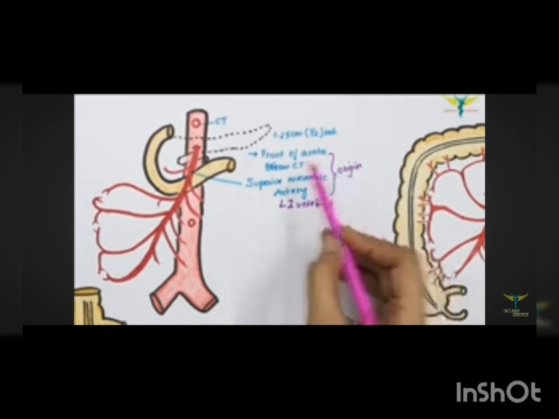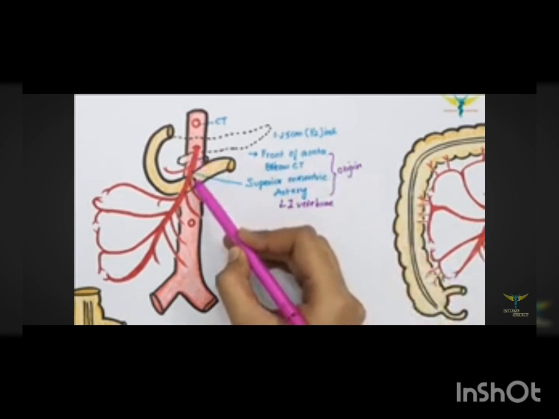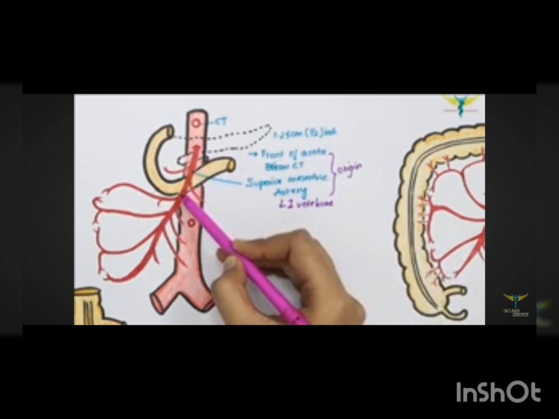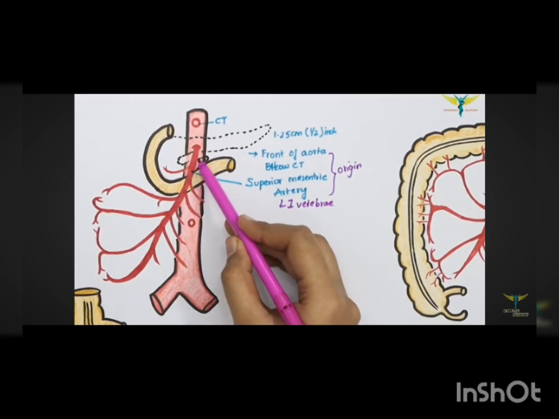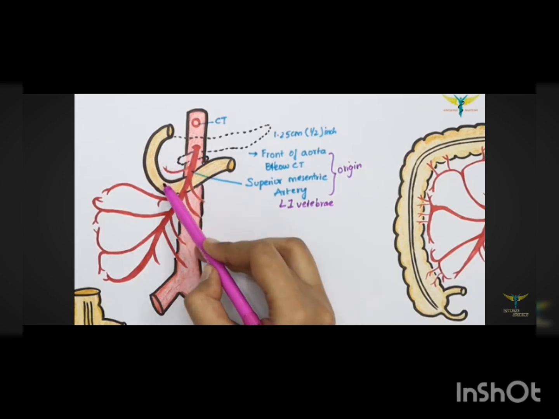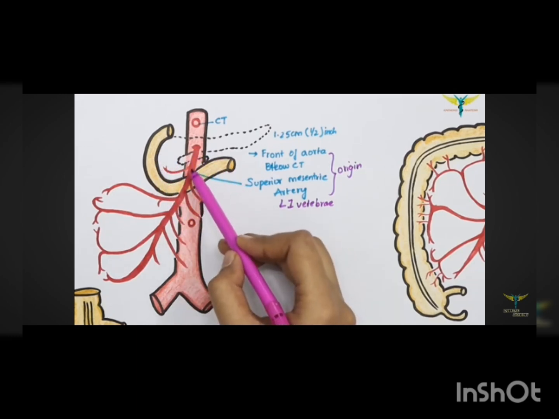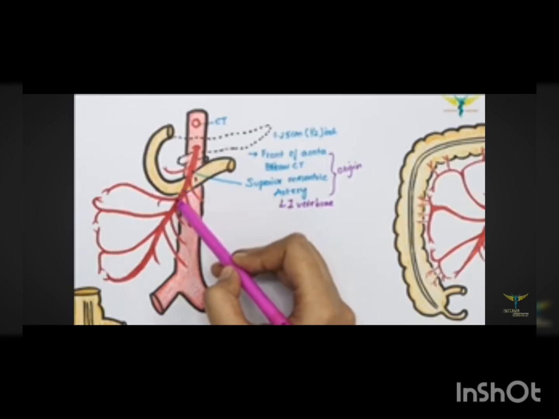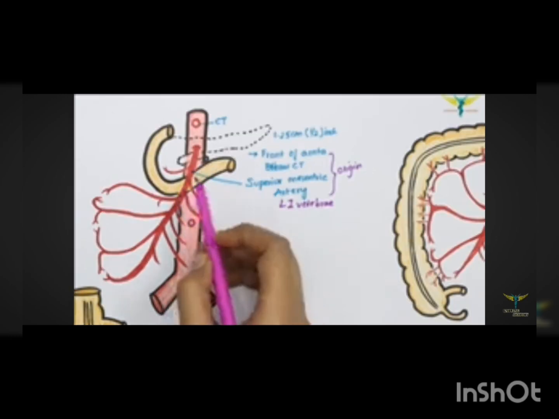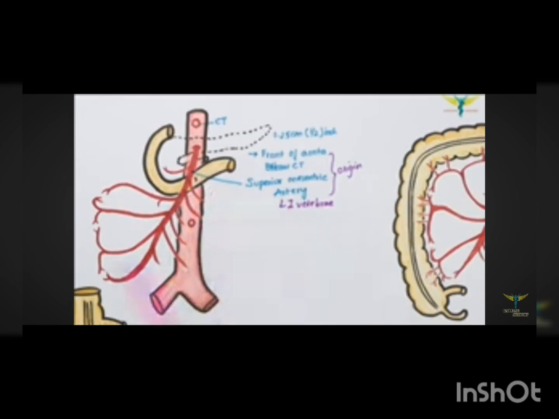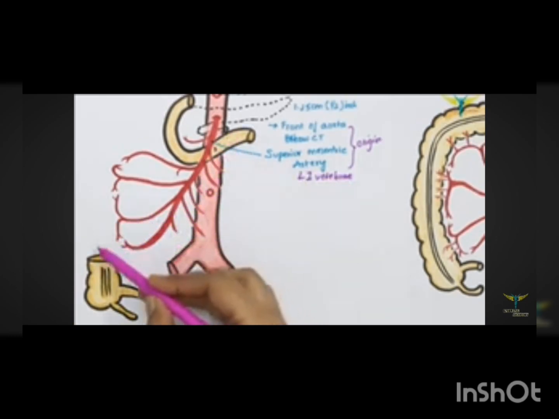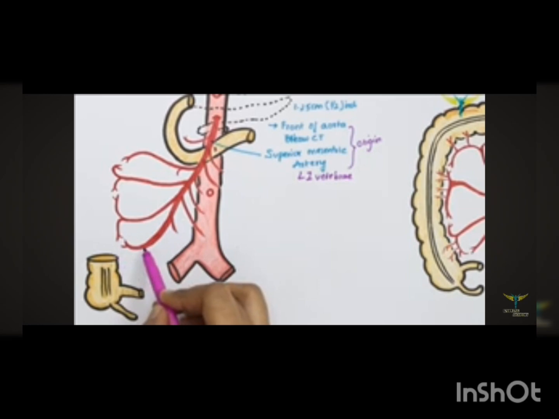From its origin, it runs downwards to the right side, passing in front of the uncinate process of the pancreas and then in front of the third part of the duodenum. So this is the third part of the duodenum. And then it enters the root of the mesentery, where it runs between the two layers of the mesentery. And then it terminates in the right iliac fossa by anastomosing with a branch of the ileocolic artery.